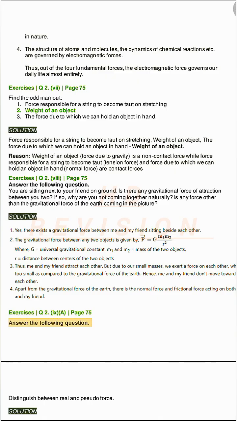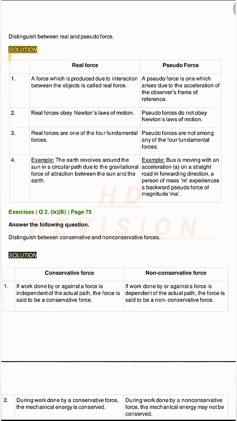Exercises Q2. XA page 75. Answer the following question. Distinguish between real and pseudo force. Solution. Real force. Pseudo force. 1. A force which is produced due to interaction between the objects is called real force. A pseudo force is one which arises due to the acceleration of the observer's frame of reference. 2. Real forces obey Newton's laws of motion. Pseudo forces do not obey Newton's laws of motion. 3. Real forces are one of the four fundamental forces. Pseudo forces are not among any of the four fundamental forces.